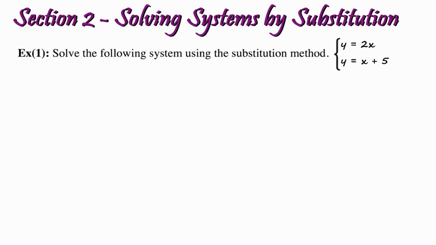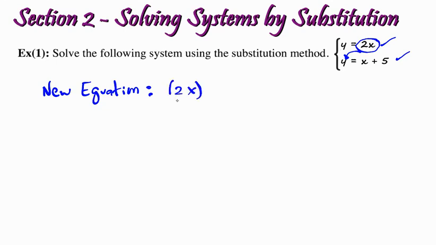Here's example 1. Solve the following system using the substitution method. We see that the equations are already solved for y. So anywhere I see y, I can take 2x and plug it into the other equation for y. This gives me my new equation: (2x) is equal to x plus 5.